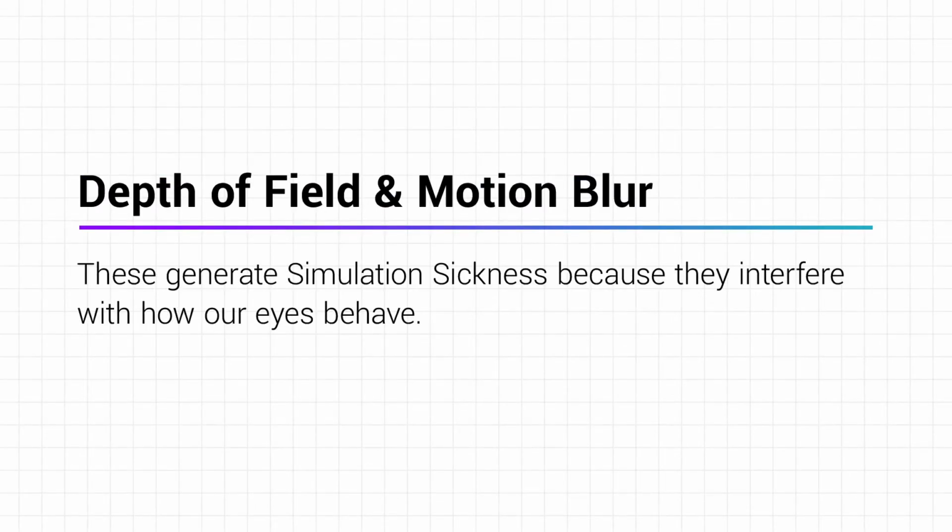Do not use depth of field or motion blur post-process effects, because they greatly affect what the user sees and can generate simulation sickness because this interferes with how our eyes behave. Plus, they are expensive effects anyway.